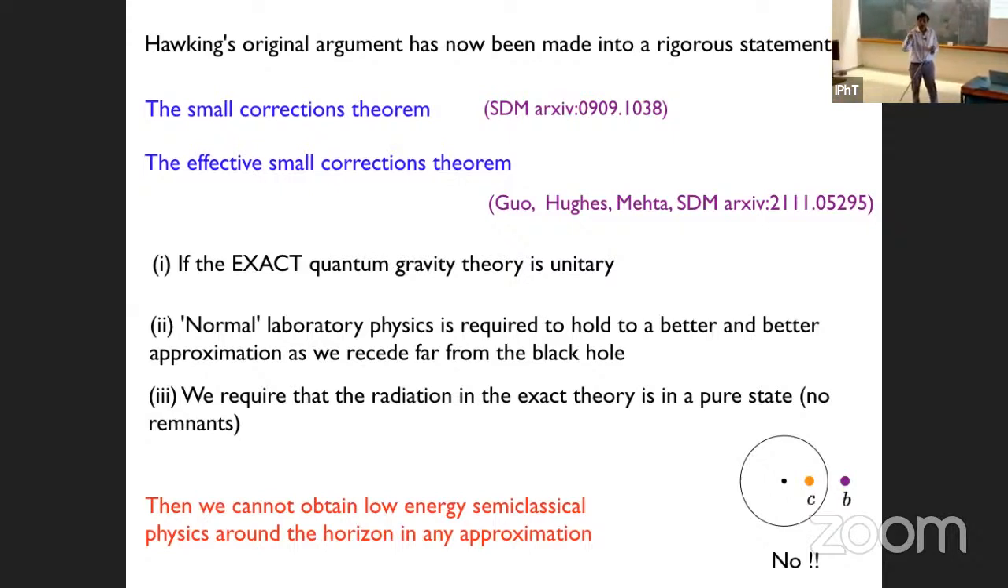Okay, so I don't need to translate that, because that's the claim made by the people who would like to argue that from the exact gravitation theory, a semi-classical gravity approximation in a code subspace exists. Because people are asking for a semi-classical approximation to the gravity theory around the horizon region, and I'm saying it's not possible.